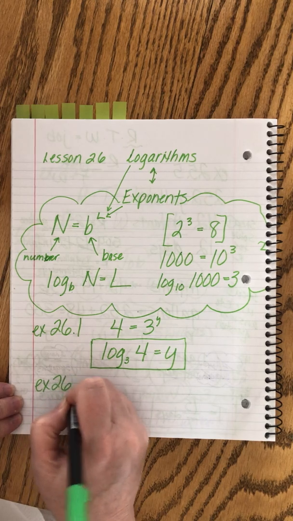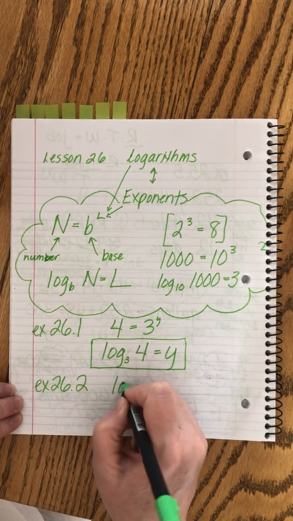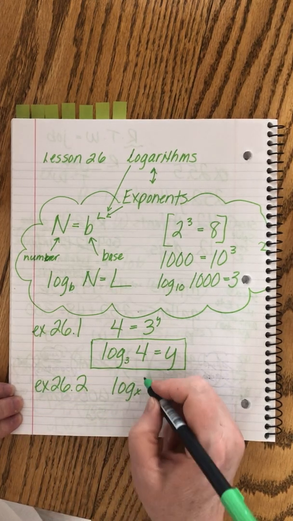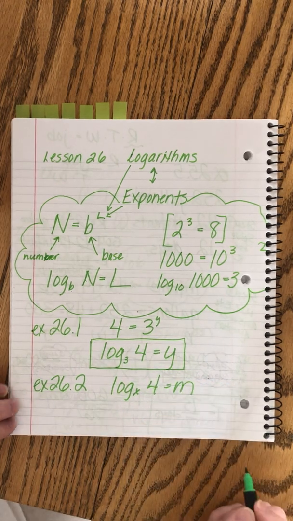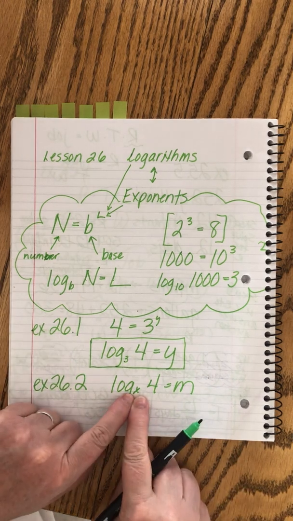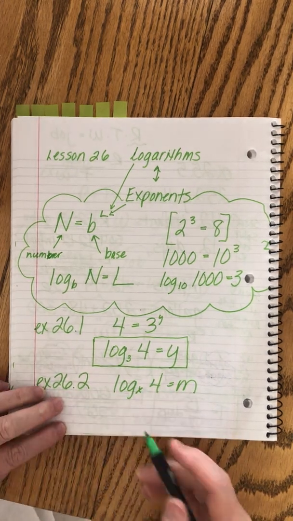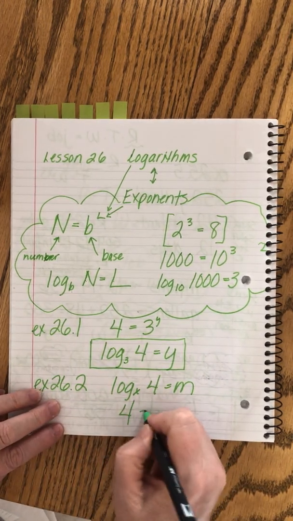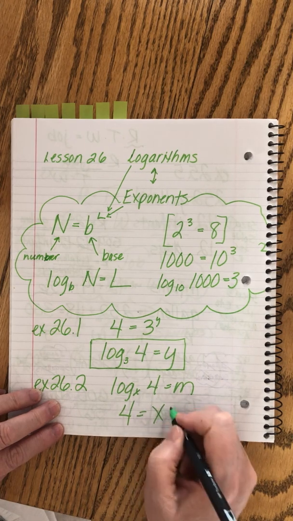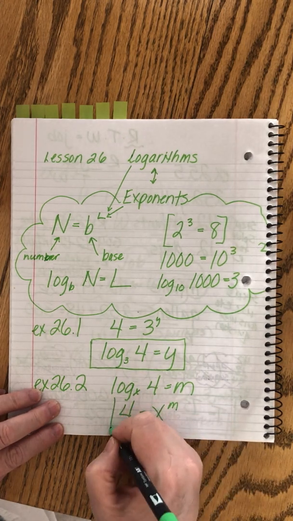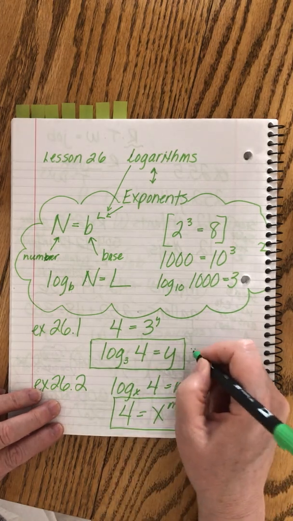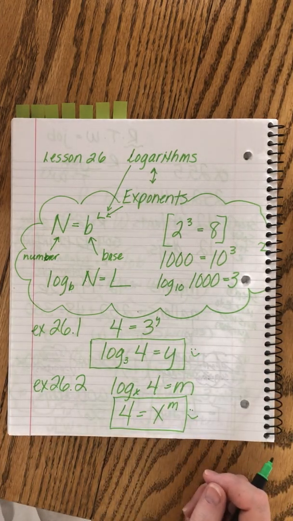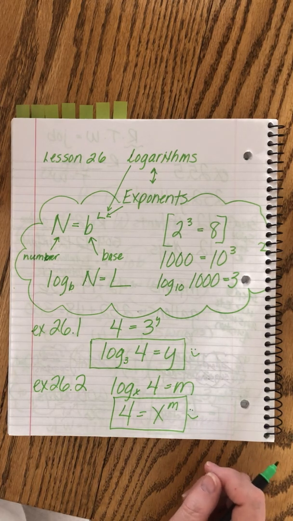Example 26.2. Now John gives us the log function and asks us to write it as an exponential. Okay, we know from this, that's the base, that's the number, that's the exponent. So 4 equals x to the m, and that's correct. Make sense? So far, so good, right?